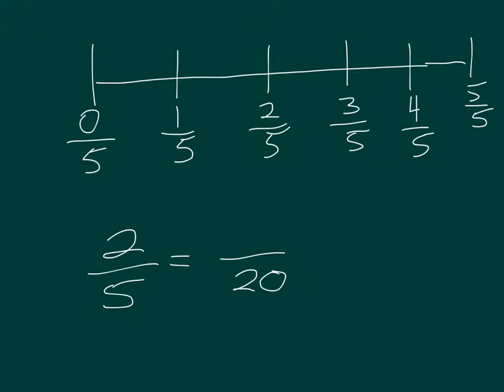So the first question you're going to need to ask yourself is, how many equal parts do I need to change this number line into? As of right now, it's in 5 equal parts, but the question is asking you to change 2/5 into something out of 20ths. So the number of equal spaces you need to turn this into is going to be 20.